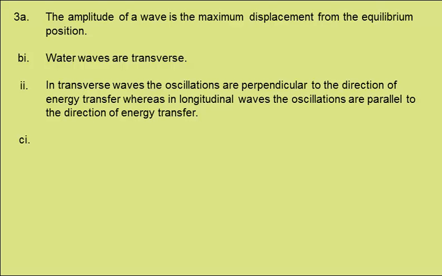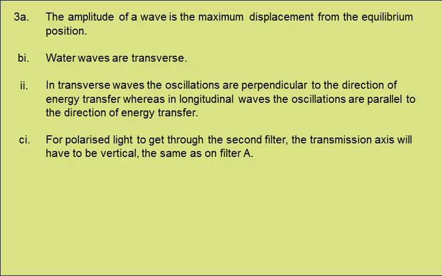In C, we have a diagram showing two identical polarizing filters, A and B, and an unpolarized light source. In part 1, if polarized light is reaching the observer, we need to draw the direction of the transmission axis on filter B. Well, for polarized light to get through the second filter, the transmission axis will have to be vertical, the same as that on filter A.